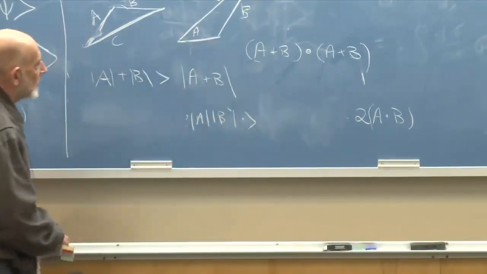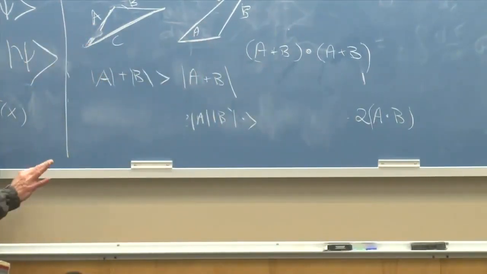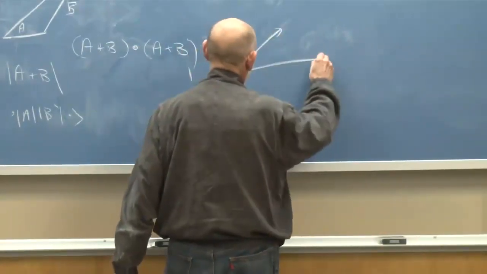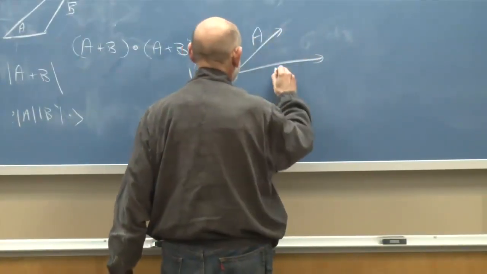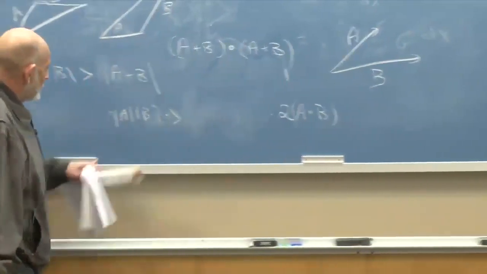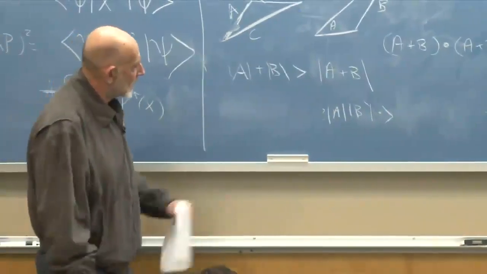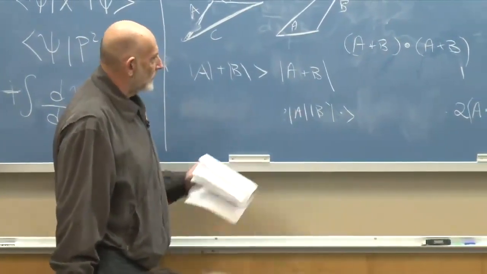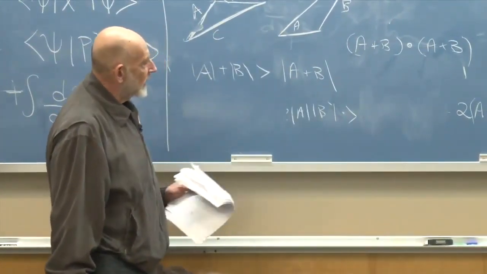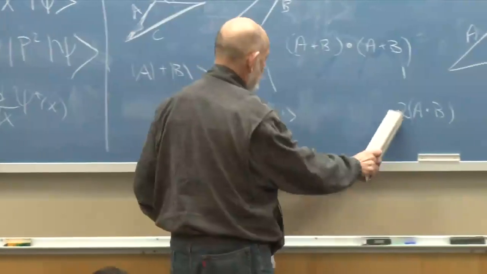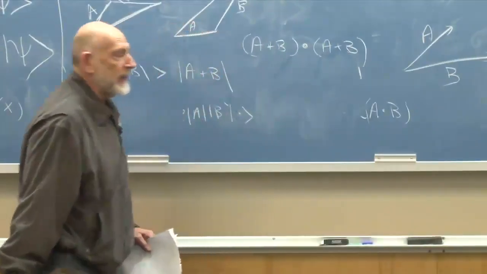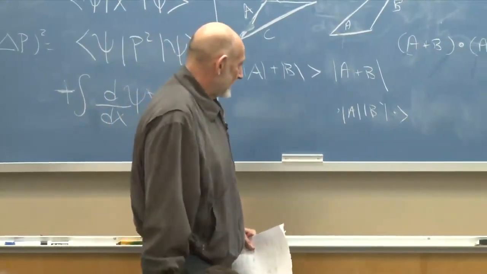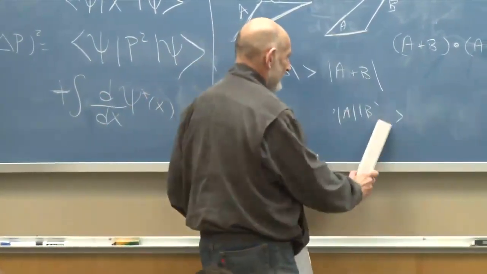And what it says is, given any two vectors, here's one vector, here's another one, A, B, that the product of the length of one of them times the length of the other is always bigger, I think this 2 disappeared, is bigger than the dot product. Okay. There's another way to think about that.